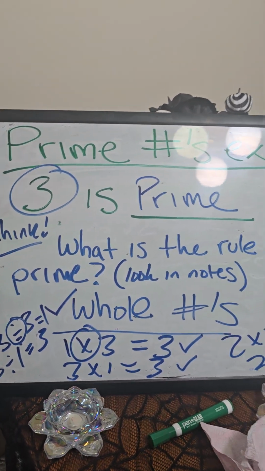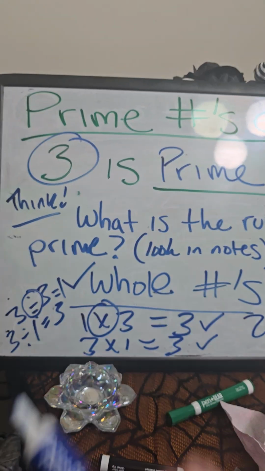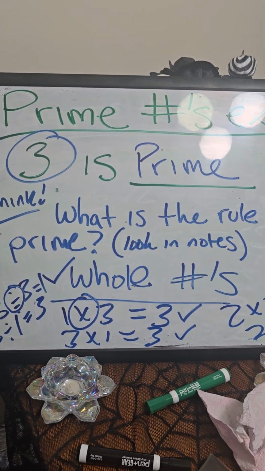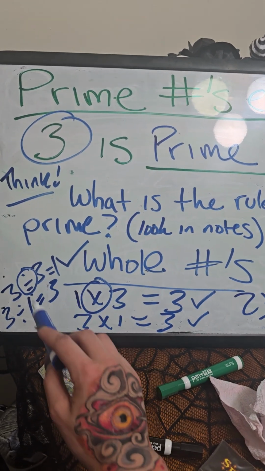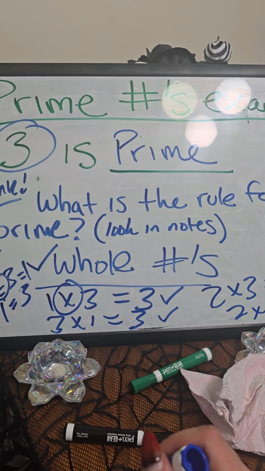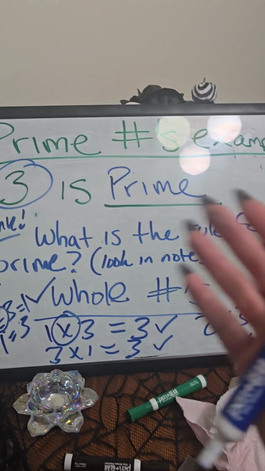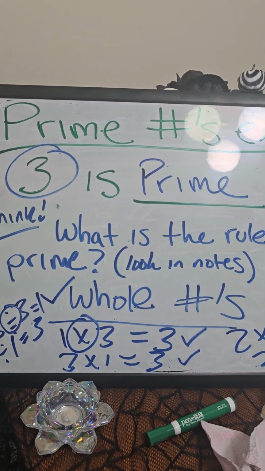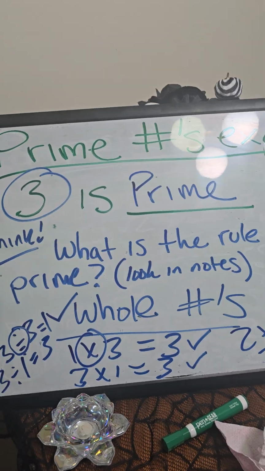Does that make sense? So 3 is prime because it's a whole number. There's no decimal or fraction. And because it can only be divisible by 1 and itself, meaning number 3, there's only 2 factors, 1 and themselves. That's our rules. So 3 is prime. Let's do some other examples.